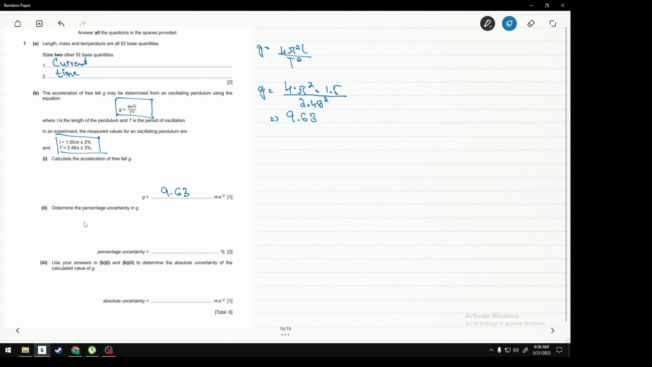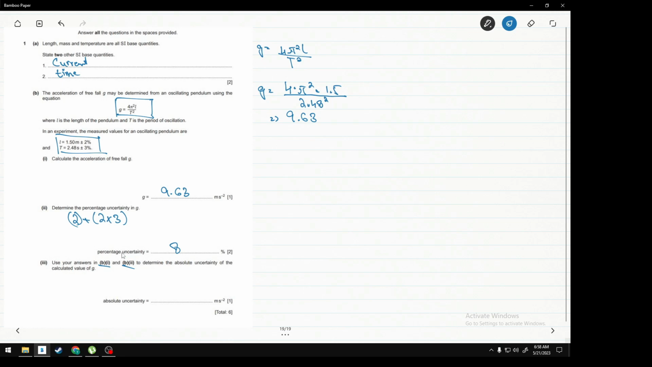Percentage uncertainty in G. Now, this is very easy. Just add the percentage uncertainties. So the percentage uncertainty of L is 2 plus, now the value of T is squared, so just multiply the uncertainty by 2. So this becomes 8%. Now, the next question is calculate the absolute uncertainty using the values in P1 and P2.